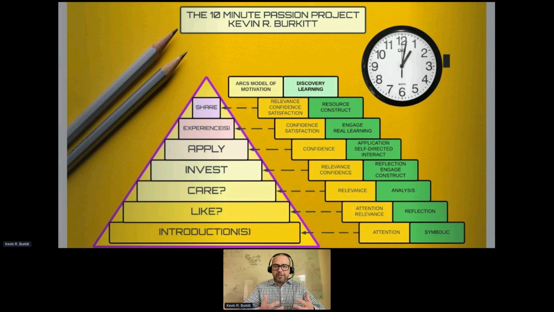And then we apply them. We're getting even more confidence, right? And we're getting self-direction and interaction. And the experience, again, confidence and satisfaction, engagement, real learning. And when we have sharing, we have relevance, we have confidence and satisfaction, resource, and construction. That is the 10-minute passion project.